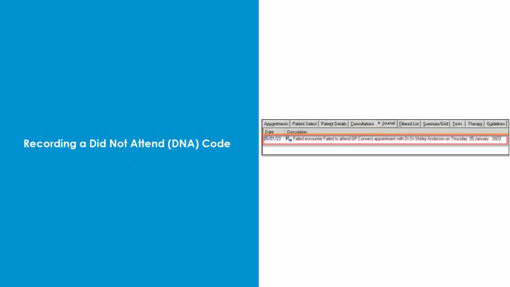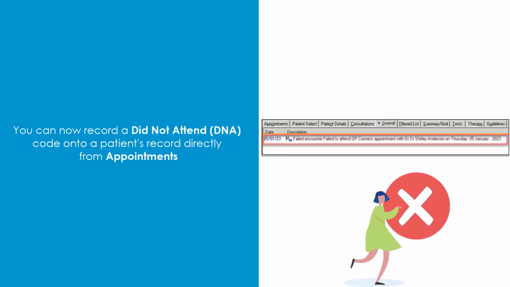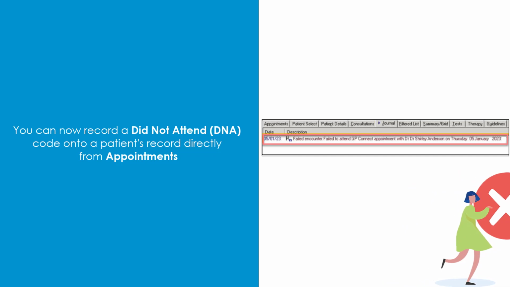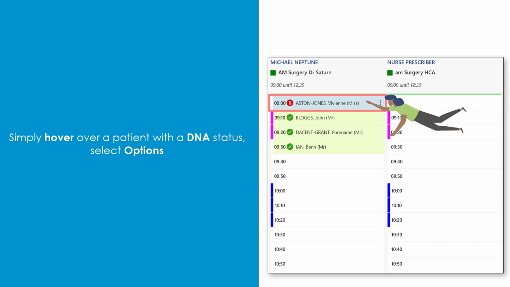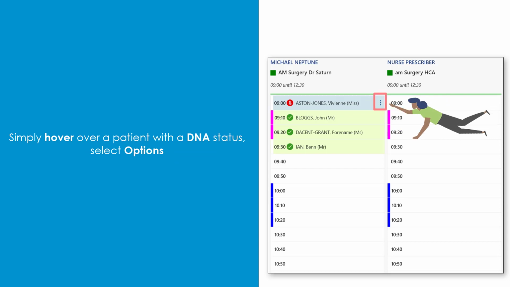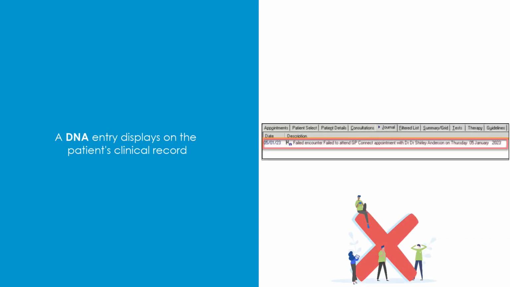Recording a did not attend code. You can now record a did not attend code onto a patient's record directly from Appointments when a patient fails to attend an appointment. Simply hover over a patient with a DNA status, select Options and record DNA. A DNA entry displays on the patient's clinical record.